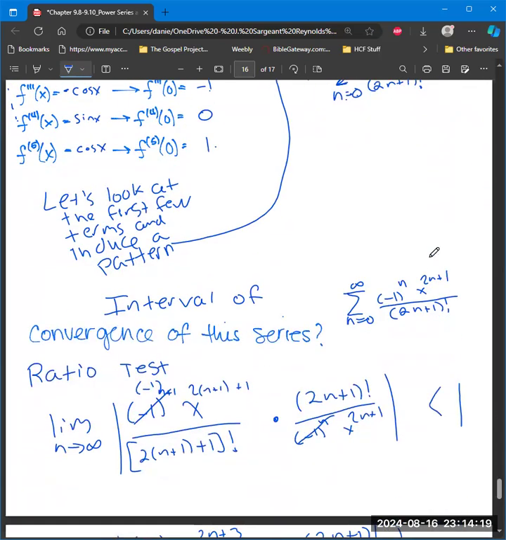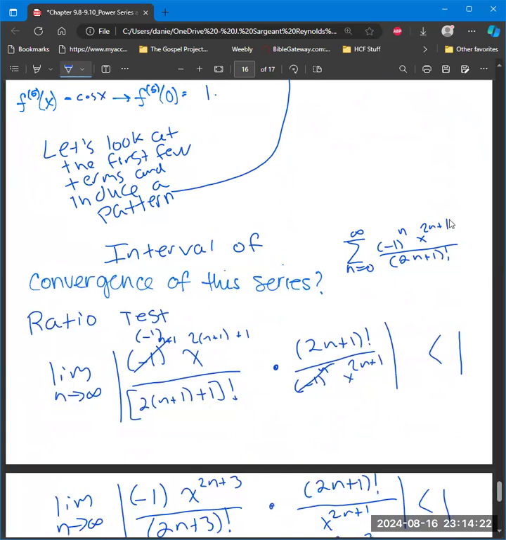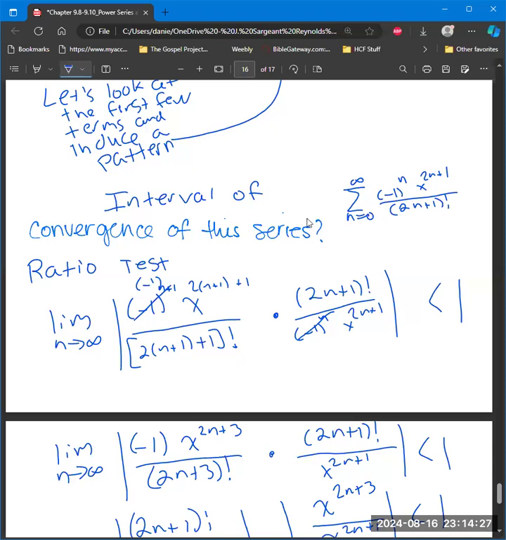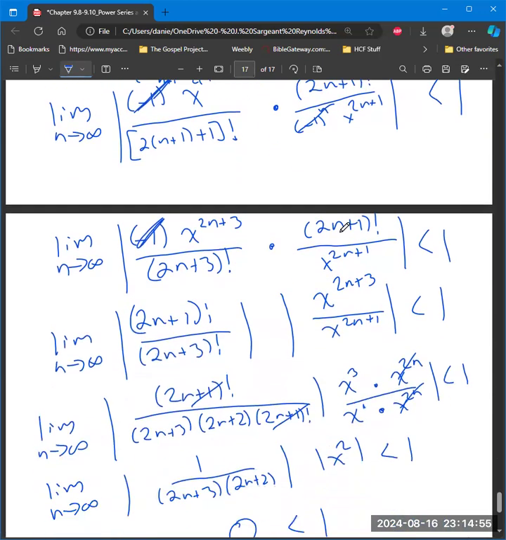Now, what is the interval of convergence of the series? I went with the series again down here. We're going to use the ratio test. And this is -1 to the n plus 1, x to the 2 times n plus 1 plus 1, which is going to be 2n plus 3. This is going to be 2n plus 3 factorial, times the reciprocal of this one is going to put a 2n plus 1 factorial on the top, and x to the 2n plus 1 in the bottom, and this -1 to the n, and that -1 to the n plus 1. I'm really not worried about them because of the absolute value parts. They're not important to me.